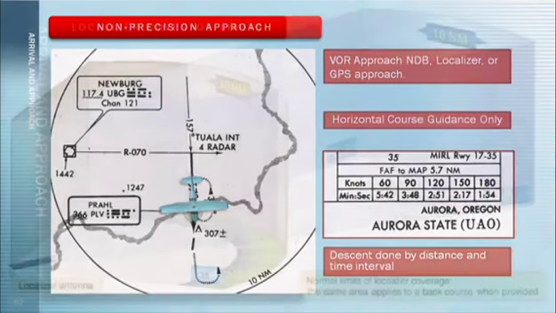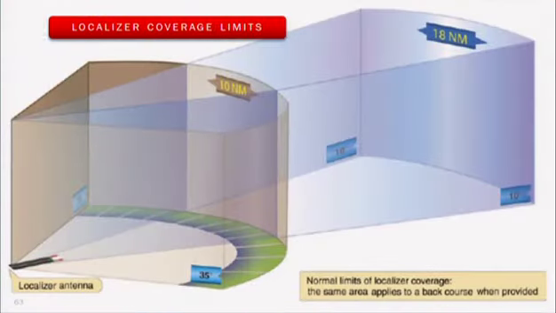This graphic illustrates localizer coverage and course width. Note that the width is 10 nautical miles, the coverage is 35 degrees of the straight-in approach course, and when within 18 nautical miles out, the coverage is just 10 degrees of the straight-in approach course.